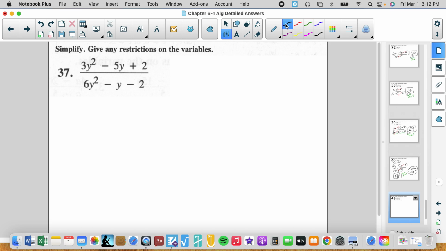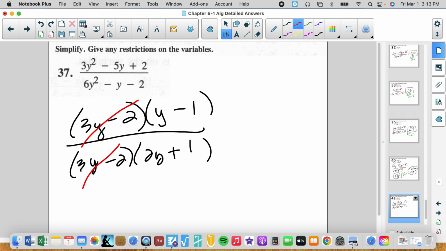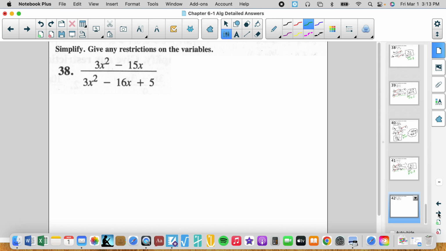Not done. Let's do 3y. Let's do 2. Oh no. Tricky. Signs are the same. That was a tricky one. 6y. No, that's going to be 3y, 2y. That's going to be 2, that's going to be 1. That's going to be negative, that's going to be positive. Cancel, cancel. Equals y minus 1 over 2y plus 1 with restrictions. Y cannot equal negative 1/2, that's from here, and y cannot equal 2/3, that's setting it equal to 0 there. Every time I keep thinking we're on the last one.